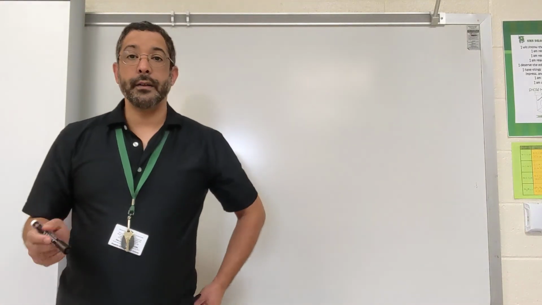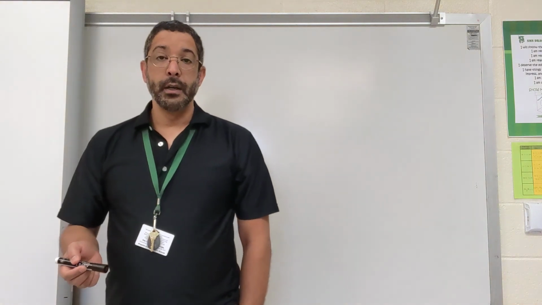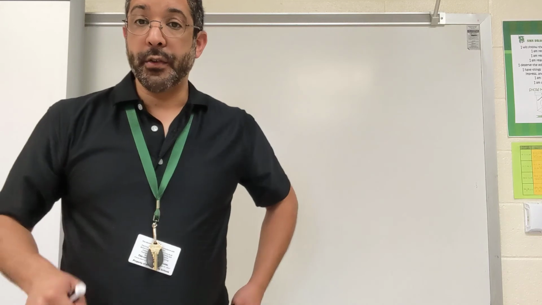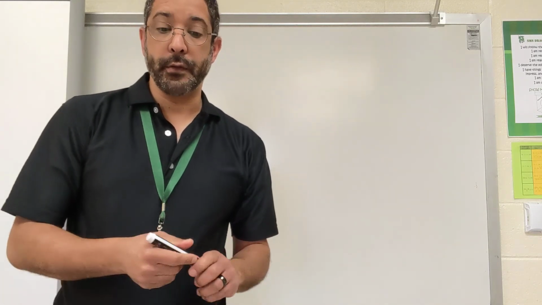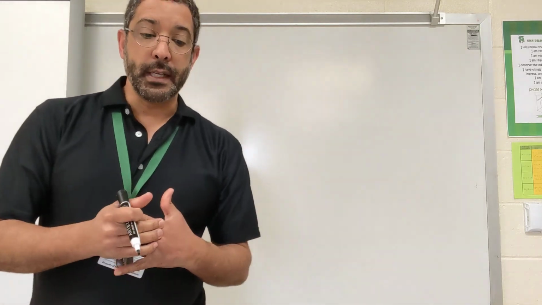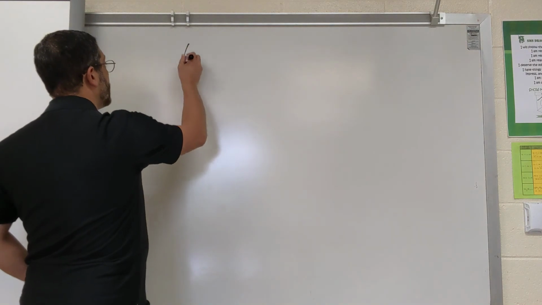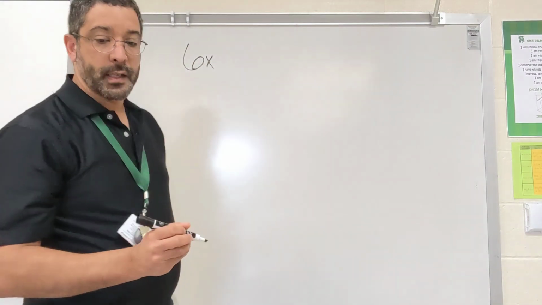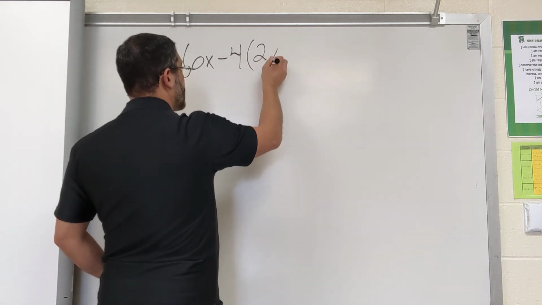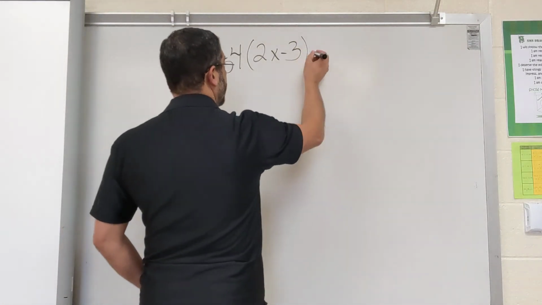All right, so all of these that we're doing today, everybody, involve distributing the negative, which was something that we did last week and we hadn't done in a while, but I wanted to go through it again so you guys can get really good at this, because when you get into Math 1 next year, you need to know how to do this. So problem number 1 is 6x minus 4 times 2x minus 3 equals 28.